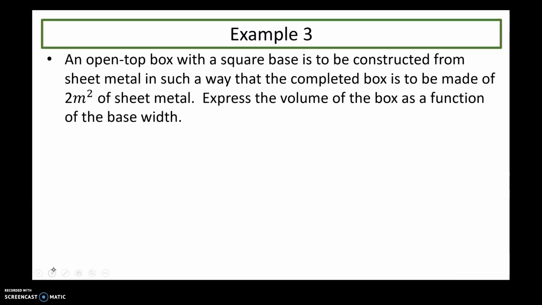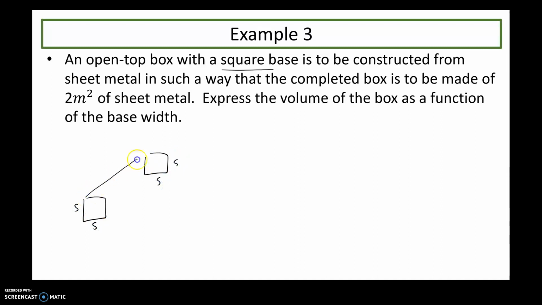All right, next example. An open top box with a square base is to be constructed from sheet metal in such a way that the completed box is to be made of 2 square meters of sheet metal. Express the volume of the box as a function of the base width. Okay, so open top box, square base. So I know in a square, all my sides are the same.